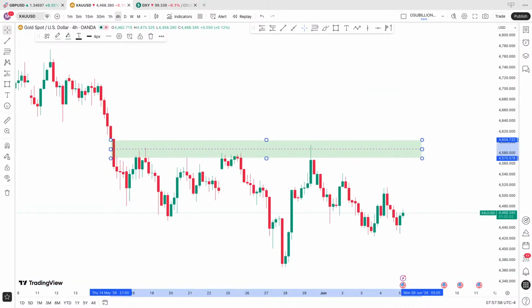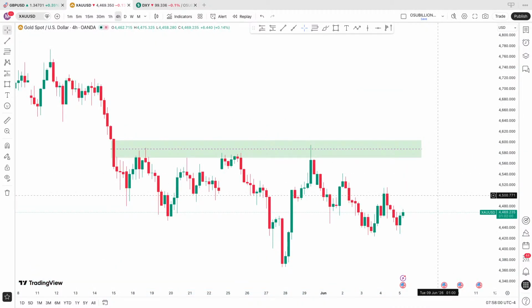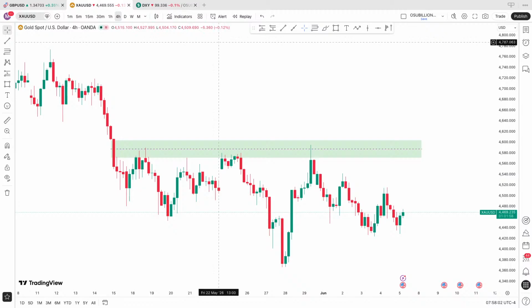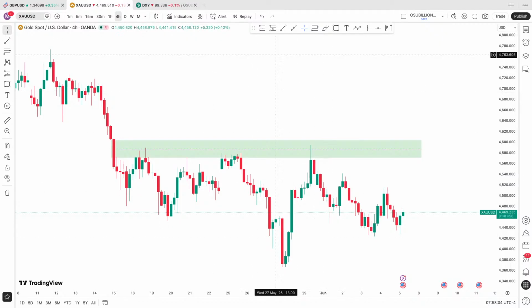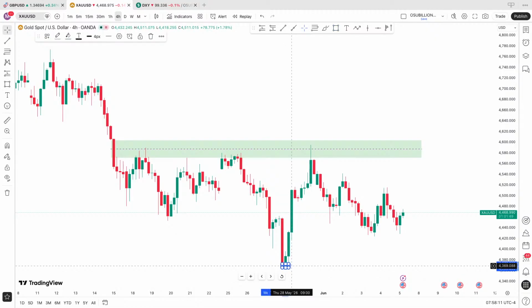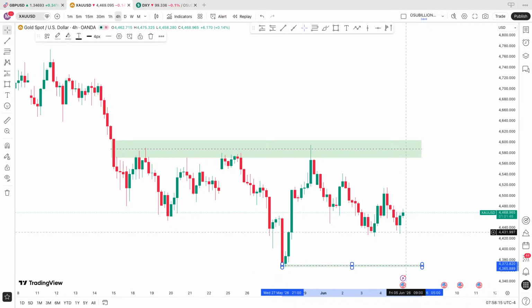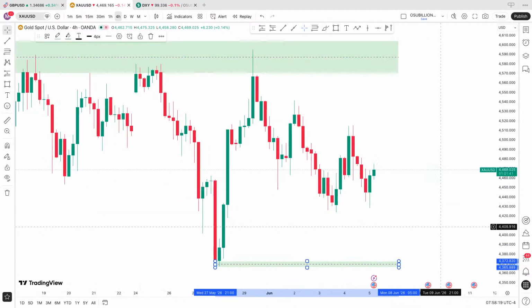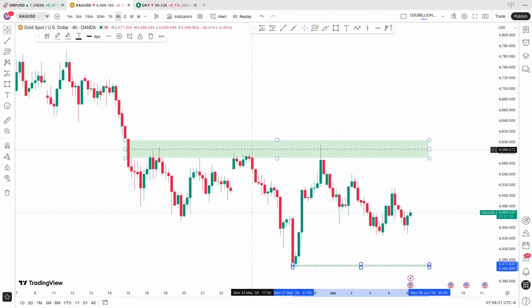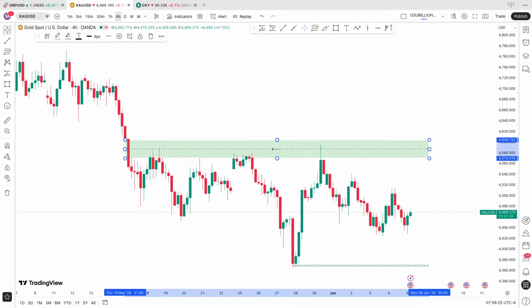Okay. So this is the 4 hour time frame. I can see today gold is bullish. Yes, gold is bullish today, but we don't know to what extent until we do this analysis. So right now we have a fair value gap. This is our fair value gap.